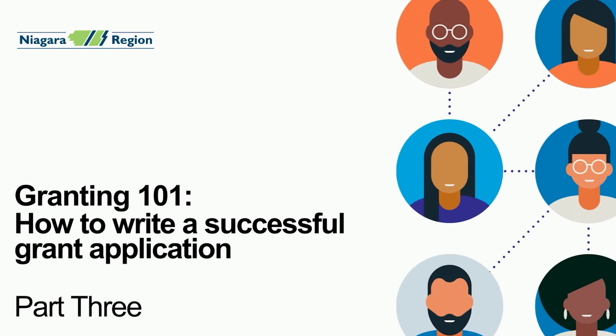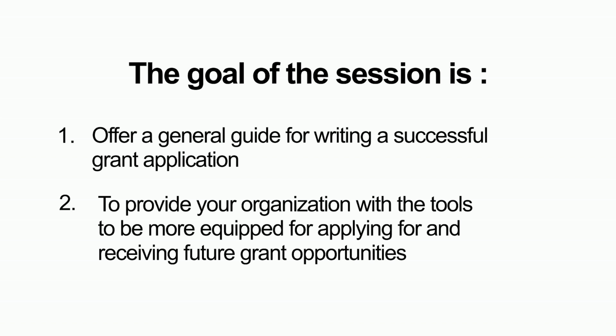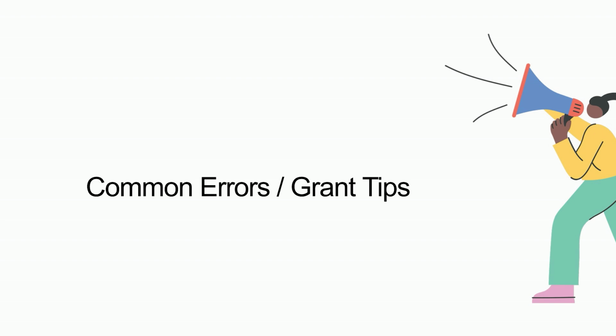This is a 4-part video series that offers a general guide for writing a successful grant application and hopefully provides your organization with the tools to be more equipped for applying for and receiving future grant opportunities. In this video, we cover common errors and grant tips, which is part 3 of the 4-part series.